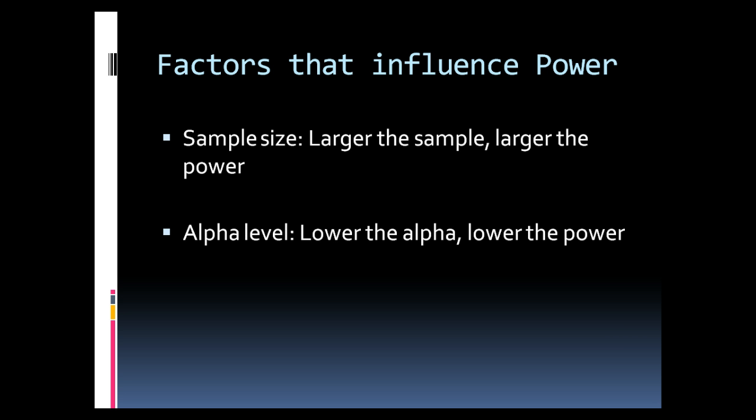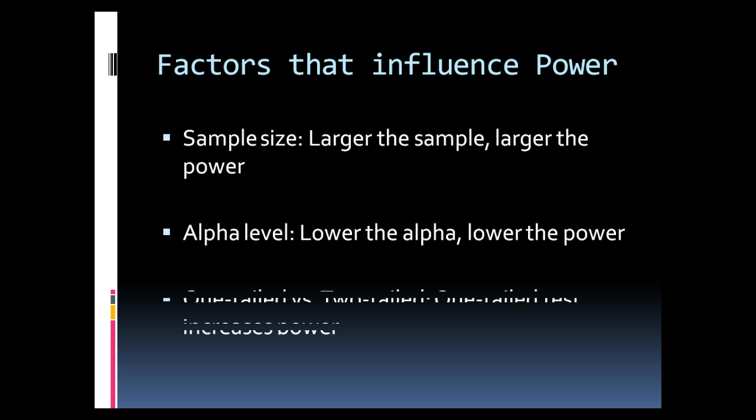Alpha level: the lower the alpha level, the lower the power, because you're making that critical region smaller and smaller. With your alpha level at 0.05, you have a bigger critical region than if your alpha is 0.01, because you're going further out on the tails of the distribution. At 0.01, the tail is pretty small. The region that you can reject is pretty small. One-tailed versus two-tailed: one-tailed increases power because you're imposing a directionality, and the critical region is obviously going to be larger.